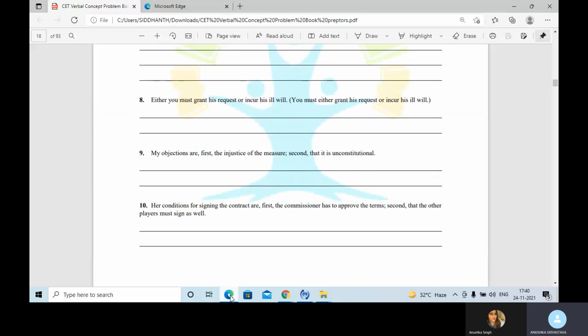There can be another possible answer when you take must on both sides and say, the conditions for signing the contract are first, the commissioner must approve the terms, second, that the other players must sign as well.